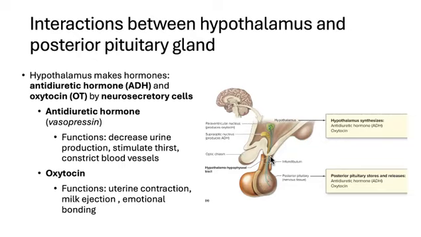And so our hypothalamus, as we said before, is going to create ADH and oxytocin through neurosecretory cells here. What ADH is going to do is decrease our urine production because we're going to reabsorb water in the kidneys. And so it'll stimulate thirst and also constrict our blood vessels. And oxytocin is going to function in uterine contractions, milk ejection, and will help with emotional bonding. I typically call the oxytocin hormone the love hormone.